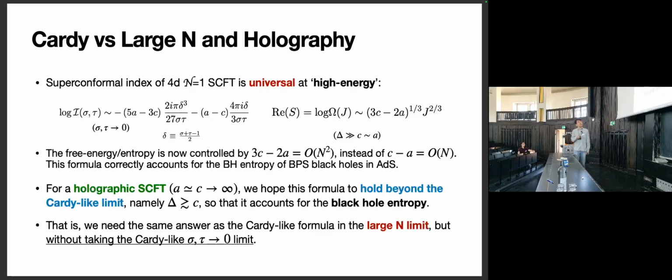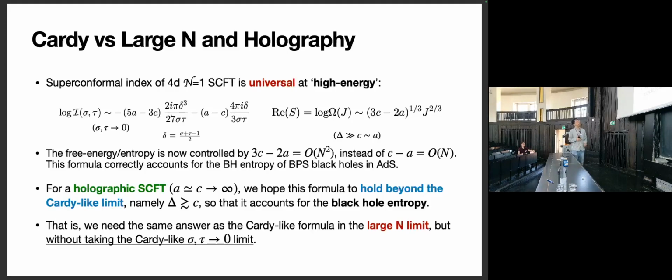Now, this is just the Cardy-like limit, which is valid for arbitrary central charges a and c. So the central charge can be small, but delta has to be very large compared to the central charges. Now for a holographic CFT, we'd like to take the large N limit, or large central charge limit. Since this formula accounts for the black hole entropy, where black holes exist far beyond the Cardy limit, it should be valid up to the black hole threshold. So it should hold up to this regime for large central charge. So we have to do the analysis in the strictly large N limit, but not taking this Cardy-like limit of vanishing chemical potentials like this.